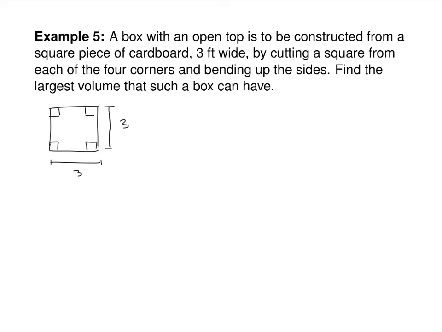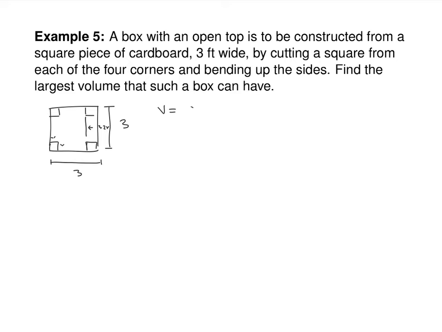Is the box going to always have the same size? It's not necessarily going to be a cube. So the sides don't have to always be equal, not all of them anyway. Two of them are by default. We call those cuts x, and the distance between them is 3 minus x. It's actually 3 minus 2x.